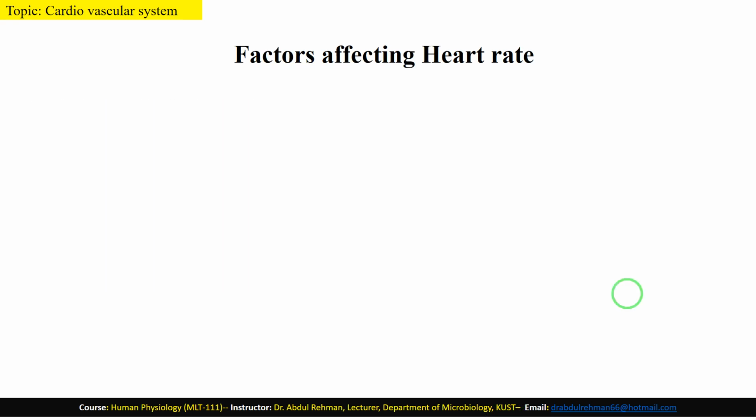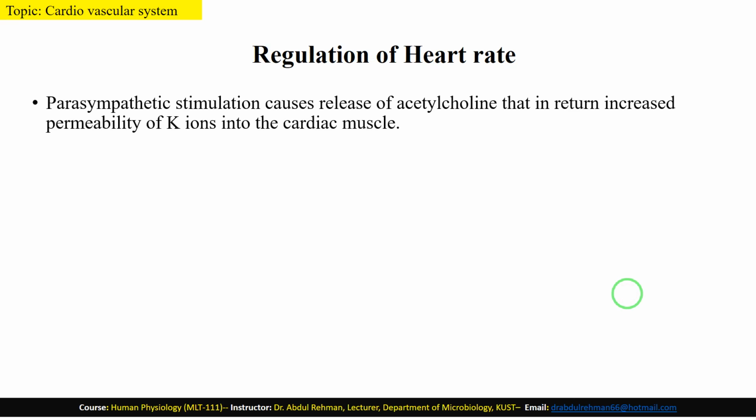While parasympathetic stimulation causes release of acetylcholine, which in turn increases the permeability of potassium ions into the cardiac muscles. And once the potassium ions enter the cardiac muscles, it makes the excitable tissue less excitable. As a result, the force of contraction of cardiac muscles drops and the heart rate decreases.